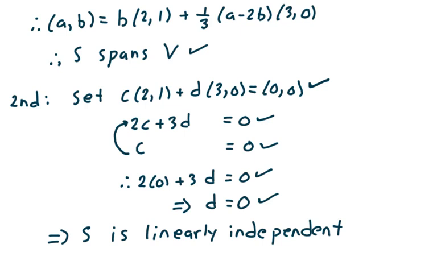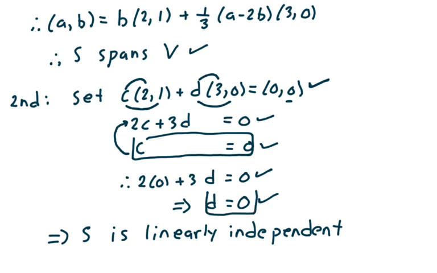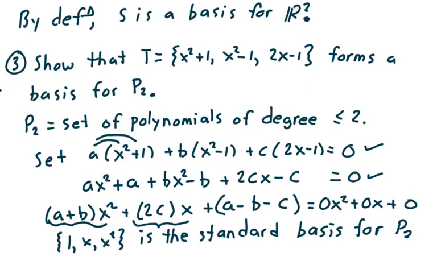So what that tells me is that 2c plus 3d equals 0. And then also we know that c times 1 plus d times 0 equals 0. Solving for c and d, we can see that c equals 0 and d equals 0. There's no other choice. And so therefore S is linearly independent. And so by definition, S is a basis for R2.